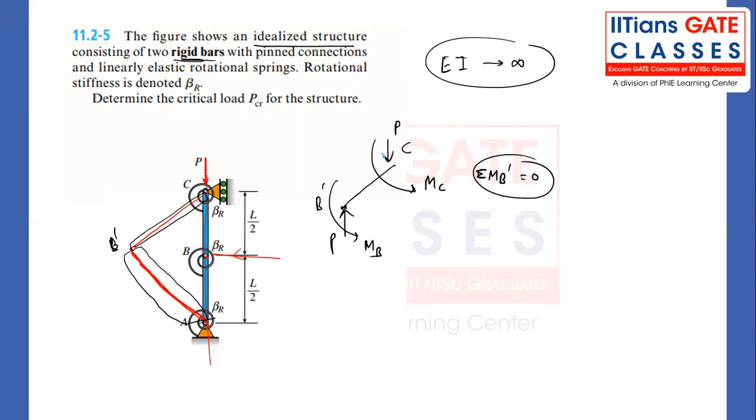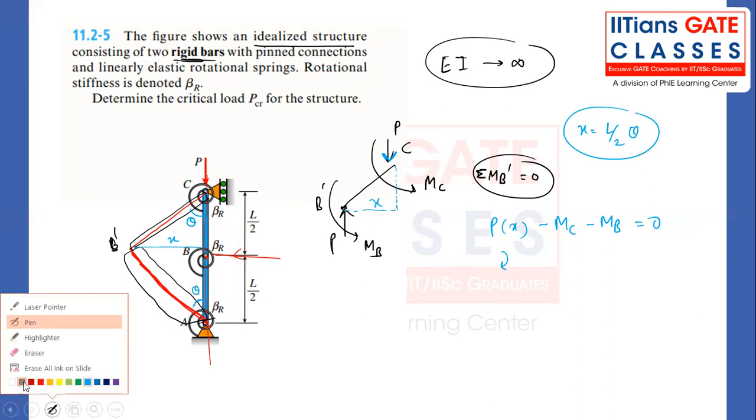So if I take the summation of moment about B dash point to be zero, my dear friend, try understanding. This will be L by 2. So P into X, that is clockwise. MC is anticlockwise about B point, minus MC, minus MB, that is equal to zero. Getting my point? X is what? Once again, I'm writing L by 2 into theta, from this triangle. This will be theta, this will be theta.